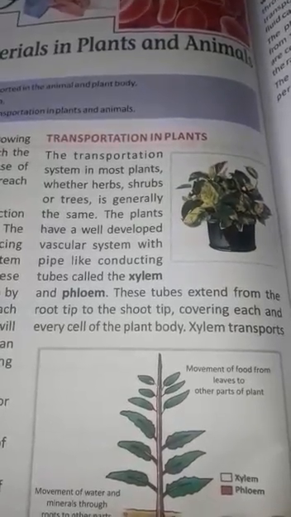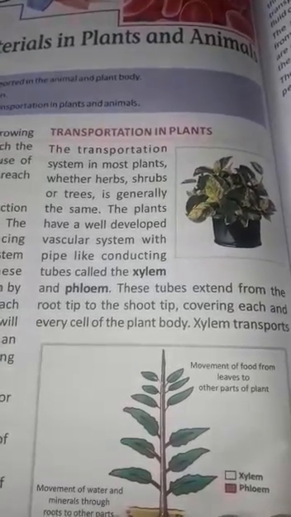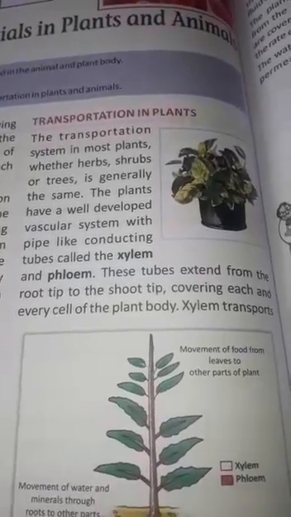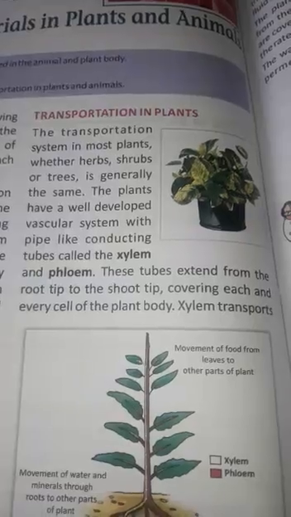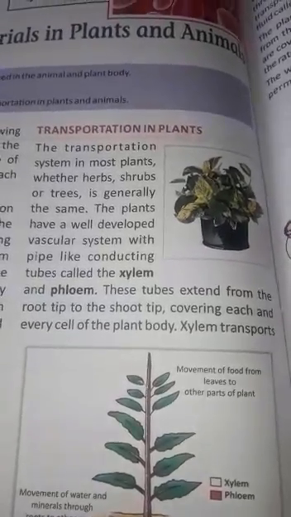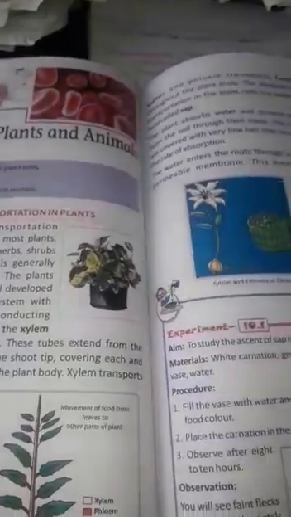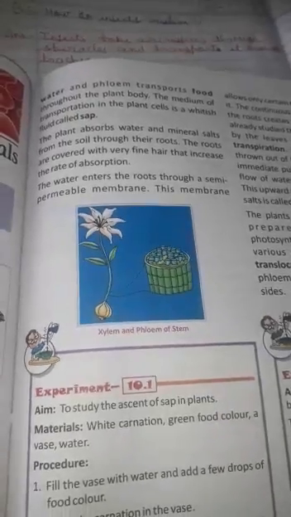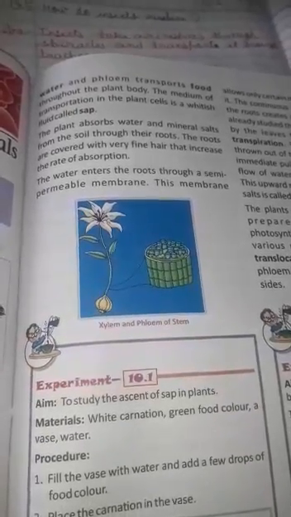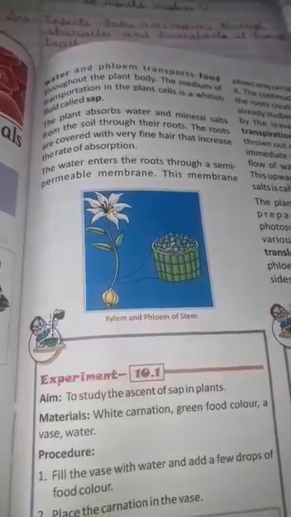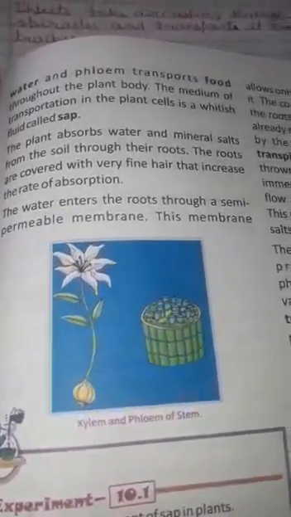The plant has a well developed vascular system with pipe-like conducting tubes that are known as xylem and phloem. These tubes extend from the root tip to the shoot tip, covering each and every cell of the plant body. And xylem transports water and minerals. Phloem transports the food through the plant body.